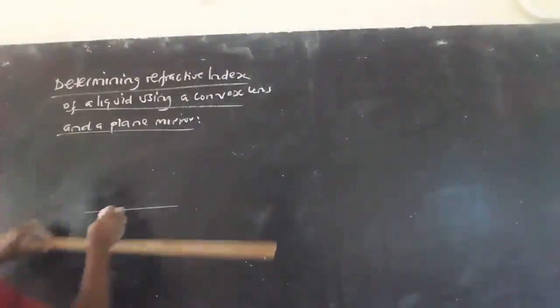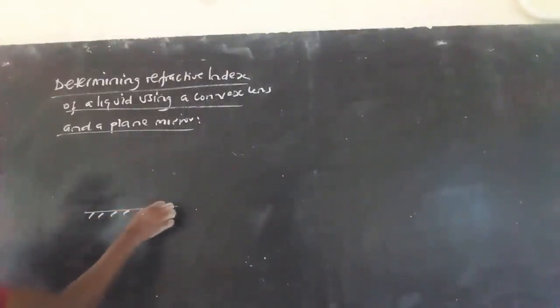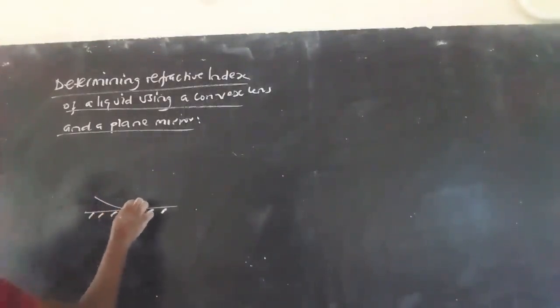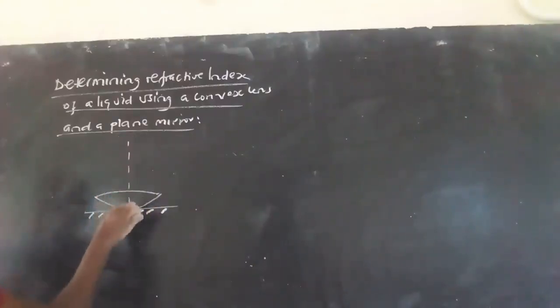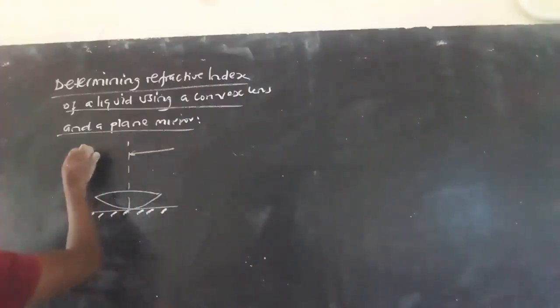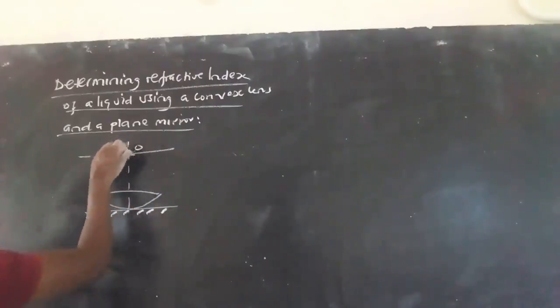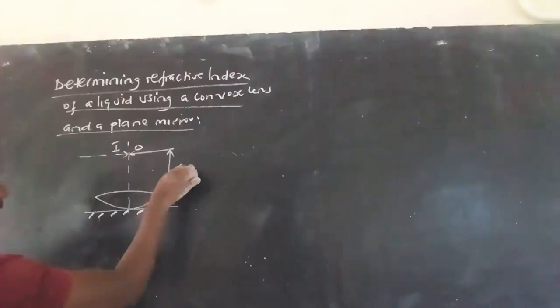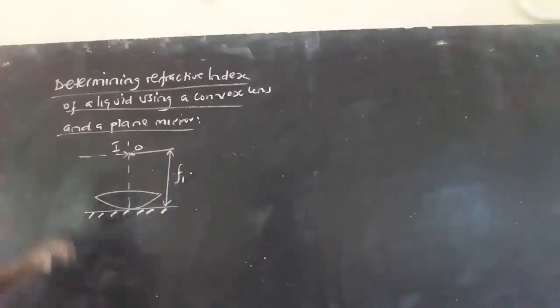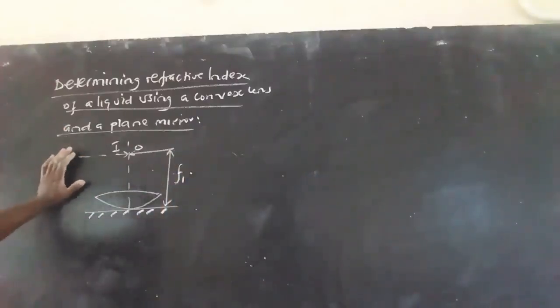First, draw this. Then this. Then here we have this. We have the object and image I. Here we shall call it F1. So now we expect you to do this. You say a convex lens.